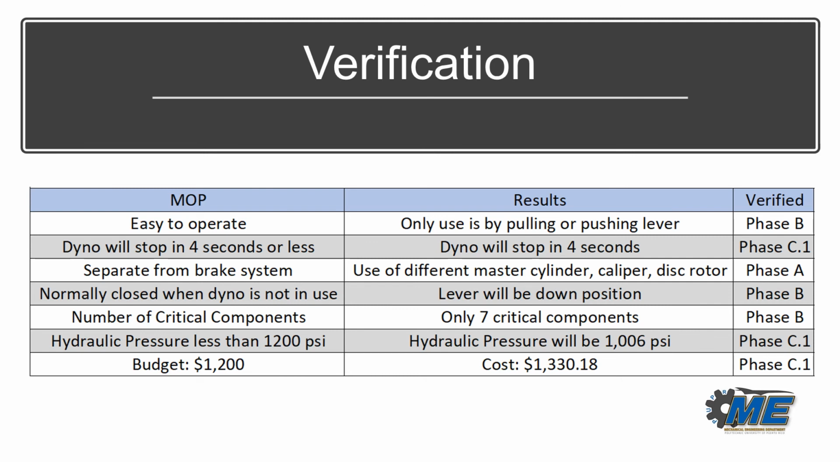Hydraulic pressure will be less than 1,200 psi. This was verified in phase C1. With the analysis, we calculated that the hydraulic pressure will actually be 1,006 psi. The last MOP was, as I explained in the last slide, our budget was supposed to be only $1,200, and it's actually $1,330. This was verified in phase C1, and just by looking, we do not comply with that MOP.